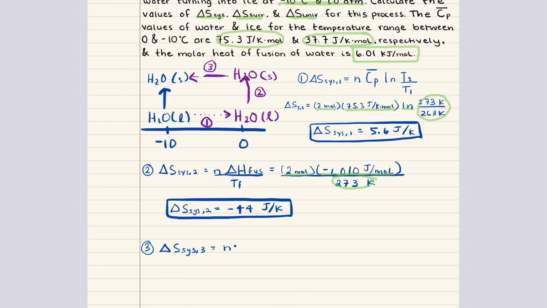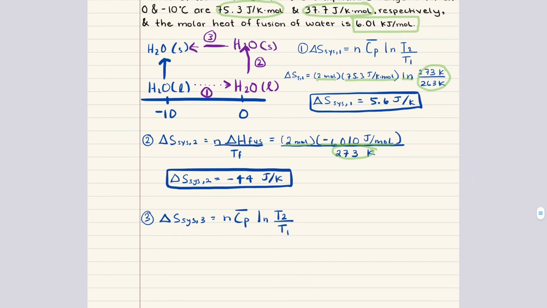The negative sign reflects the increased ordering in the solid. Then for step 3, we're cooling the ice from 0 to minus 10. Again, we're going to use the constant pressure heating formula with the heat capacity for ice. We are told that is 37.7 joules per Kelvin per mole. And we're going to reverse the temperature ratio here.